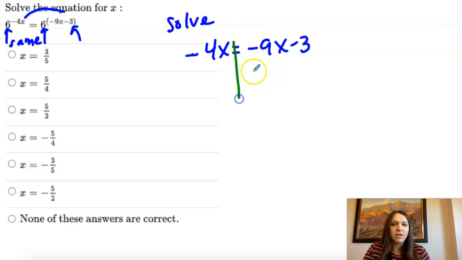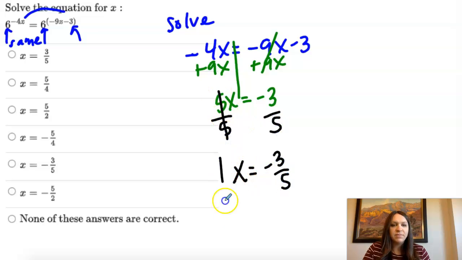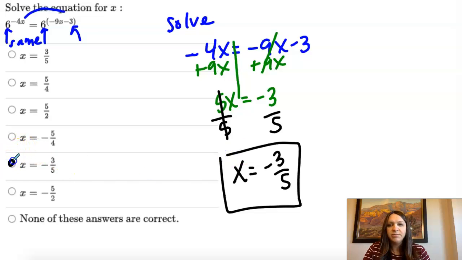So for here, I'm just going to solve plus 9x on both sides. So I have 5x equals negative 3. Divide both sides by 5. So x equals negative 3/5. Right here. So that's when they're the same.